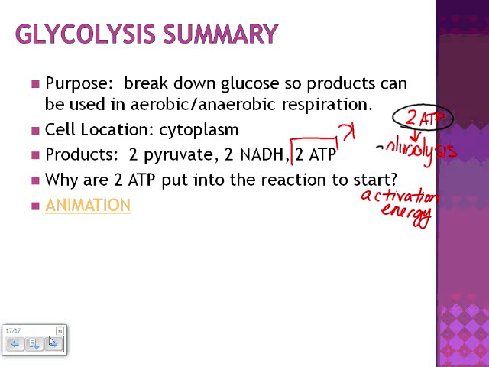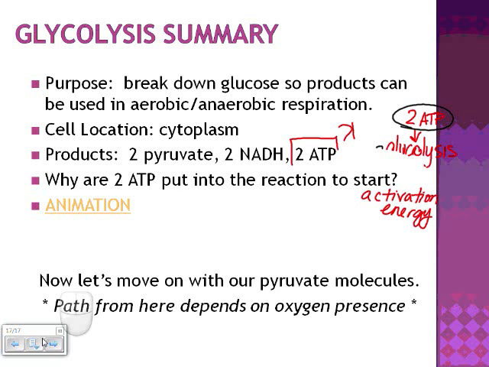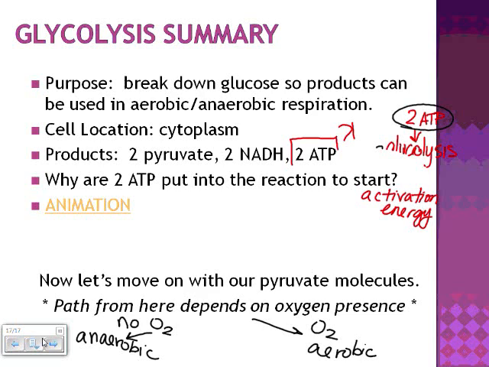Again, another animation. This animation kind of shows glycolysis very nicely for you guys. And the next thing that's going to happen is that our pyruvate molecules are going to need to move on. Whether or not there's oxygen present, we should know. If there's no O2, we're going anaerobic. If there is O2, we're going aerobic. That should pretty much sum up glycolysis and the basic information that you guys are looking for to start out our 2 processes for aerobic and anaerobic cellular respiration. We'll go on from here.